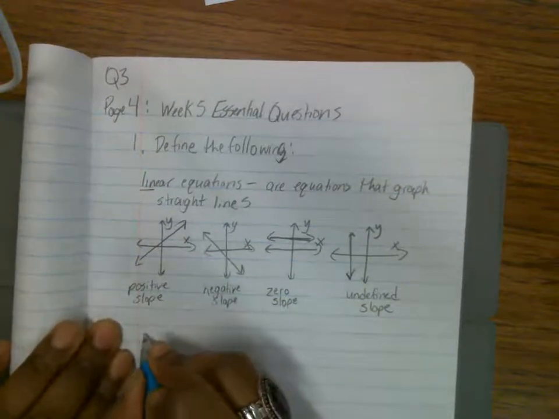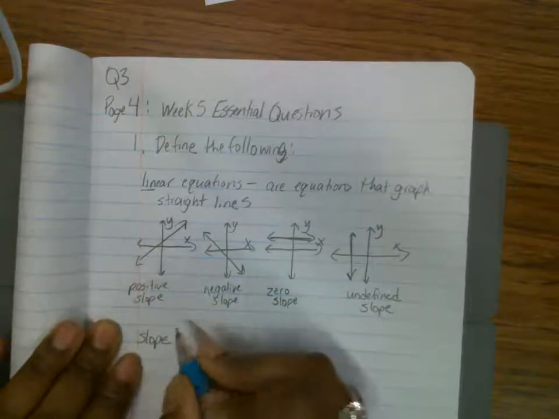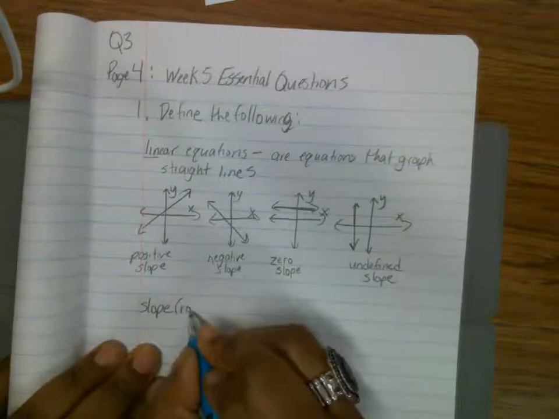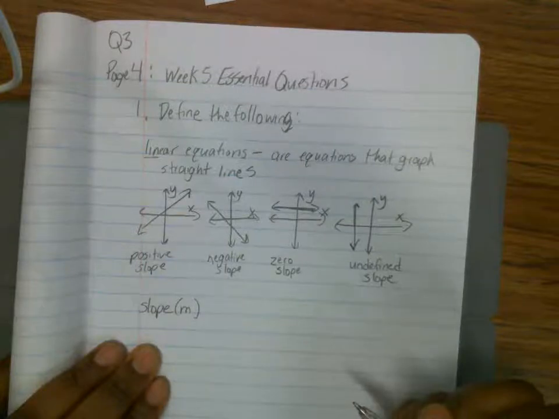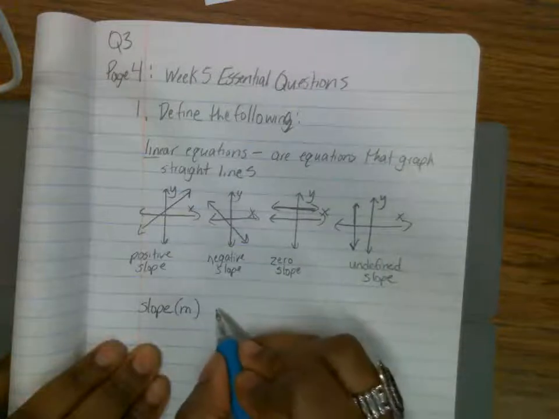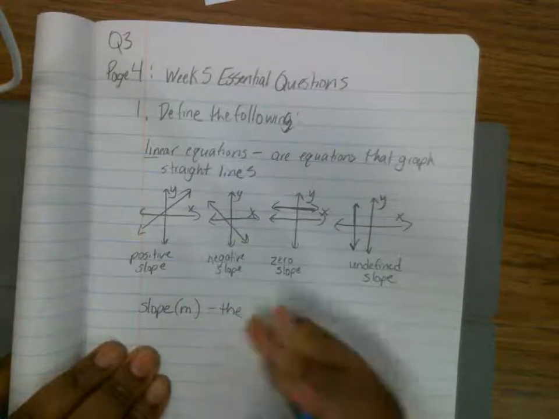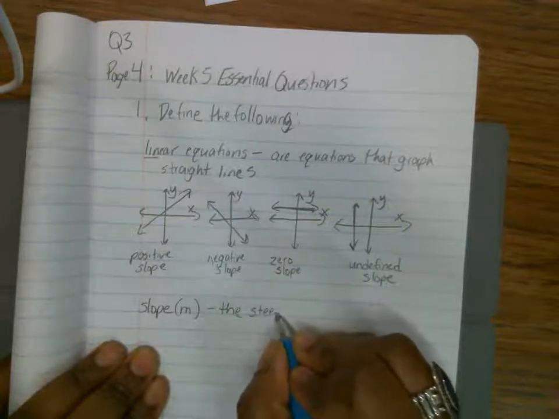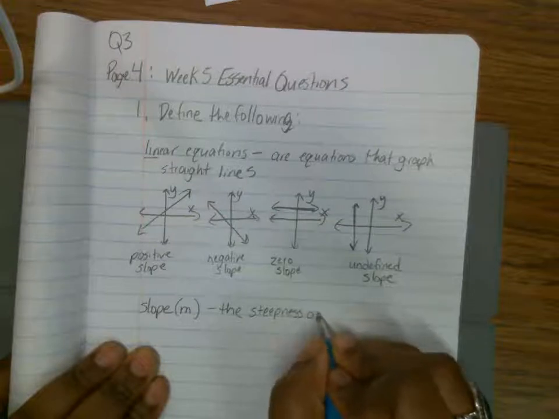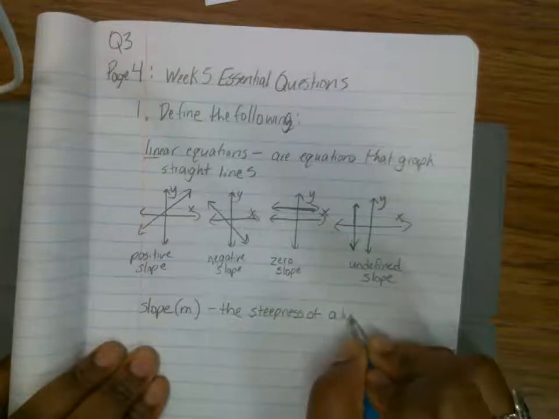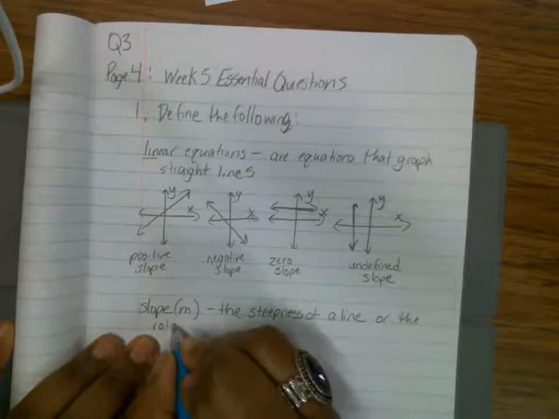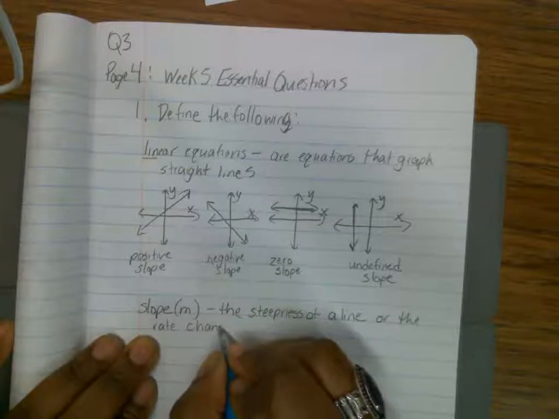The letter for slope is m. Remember that the letter for slope is m. The definition for slope is the steepness of a line, how steep the line is or the incline of the line, or the rate of change.